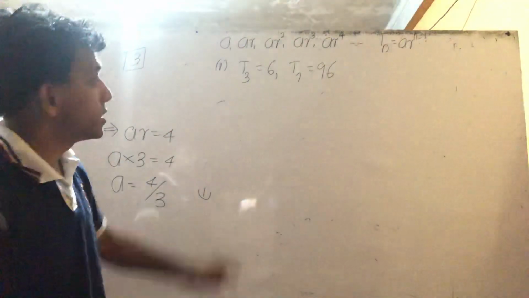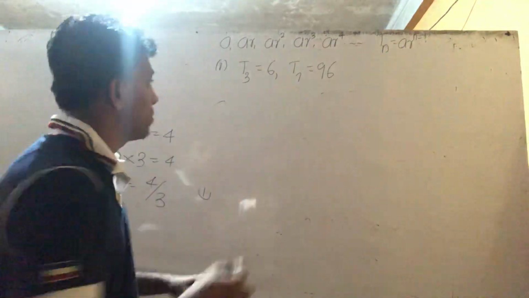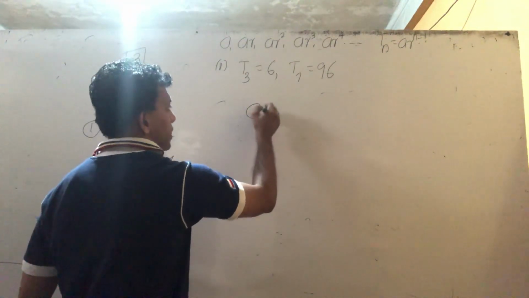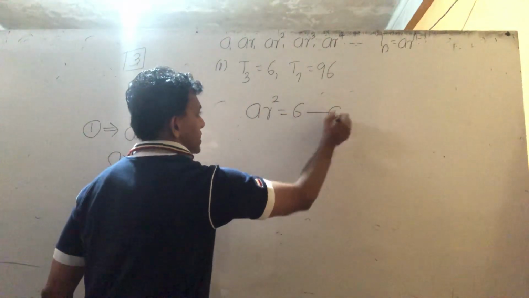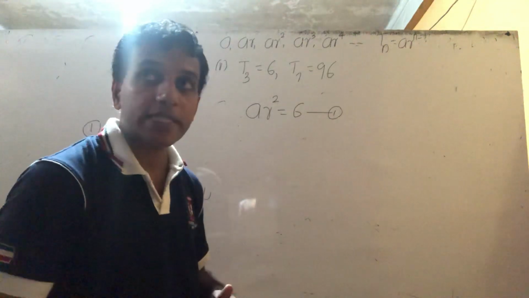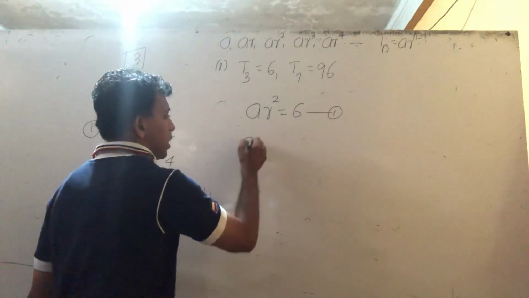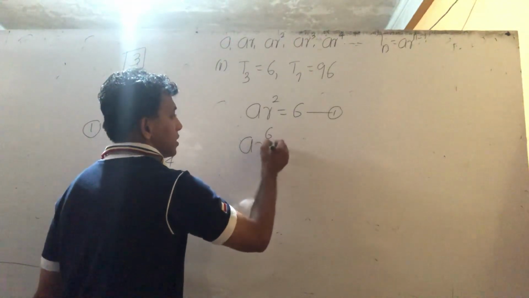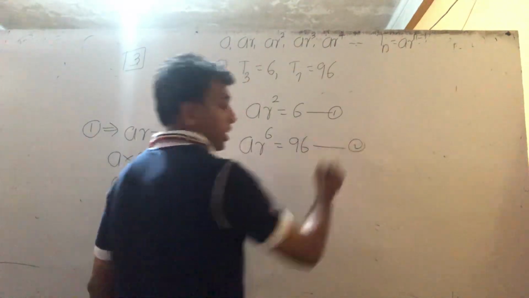The third term of a GP: the first term is A, the second term is AR, the third term is AR square. AR square is 6. Say, first equation. And the seventh term is AR power 6, that is 96. Say, second equation.